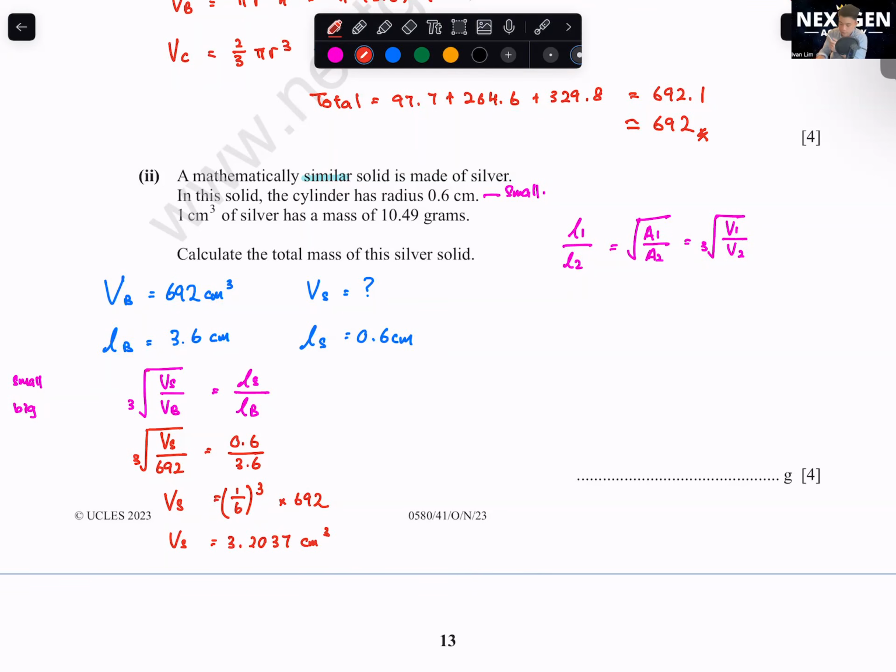Then they say 1 cm cube has a mass of 10.49 grams. So what is the mass? Since it's 3.2037 cm cube, we multiply by 10.49 grams. Just calculate this, you will get 33.6 grams.